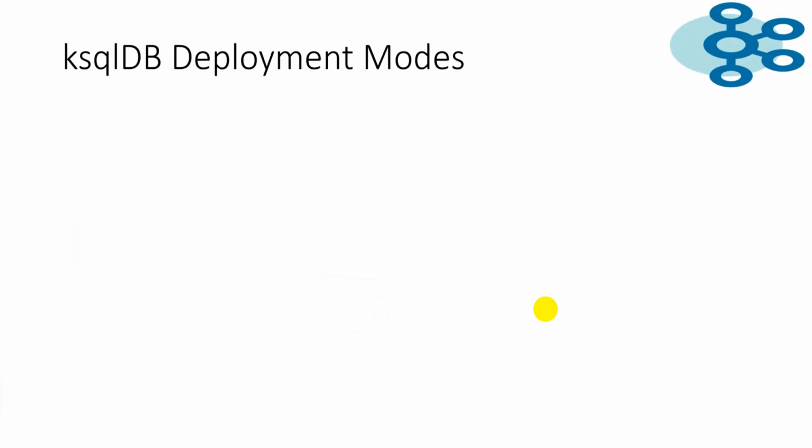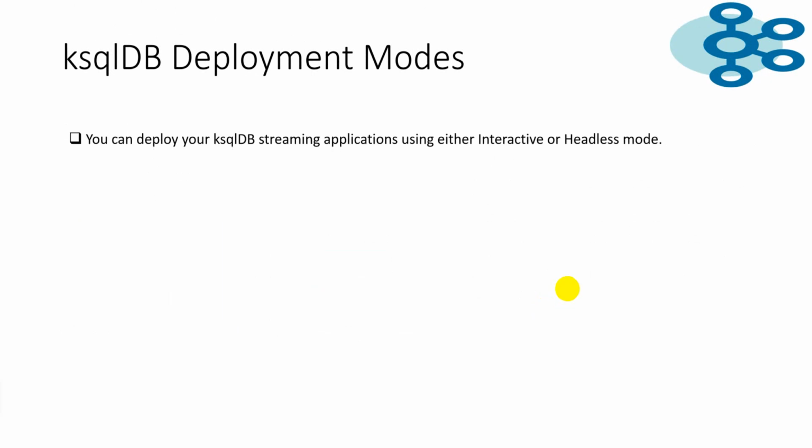Okay, after fully understanding the ksqlDB architecture and the internal components, let's start on how to deploy the ksqlDB server and the cluster. ksqlDB has two deployment approaches: interactive and headless. You can deploy your ksqlDB stream applications using either the interactive or the headless model.